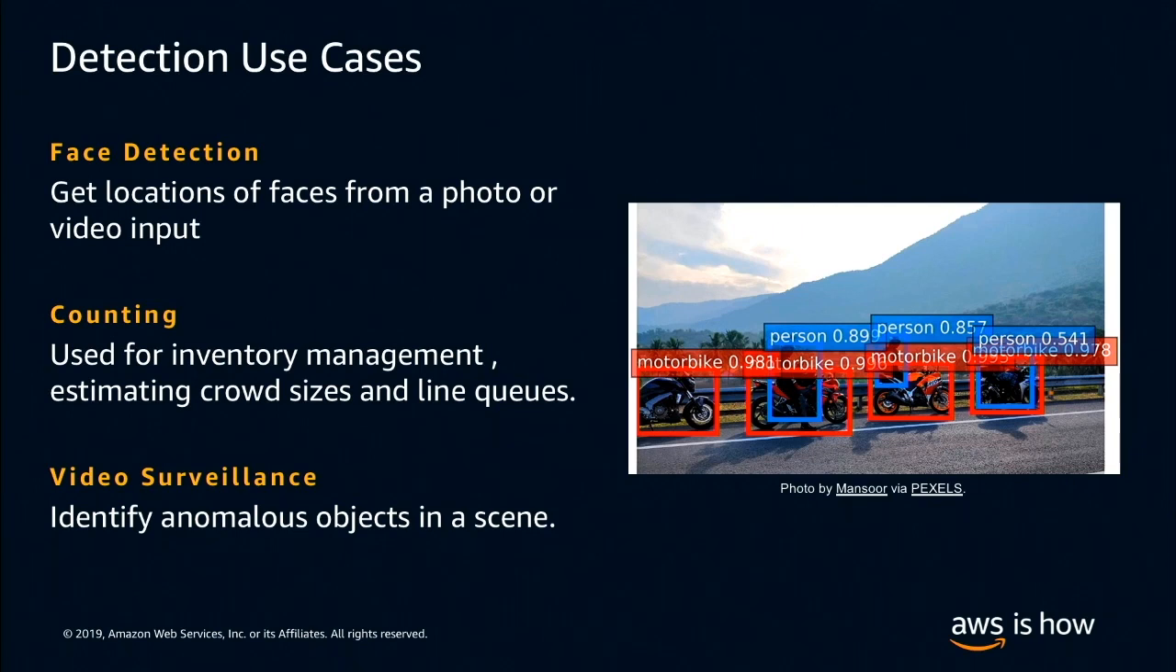Some other really popular use cases for detection are face detection. You see this used quite a bit in surveillance videos, counting as well. This is used for inventory management. I've definitely seen a lot of companies using detection for that. And then also, again, video surveillance, to see anomalous objects in video scenes, is really good for detection.